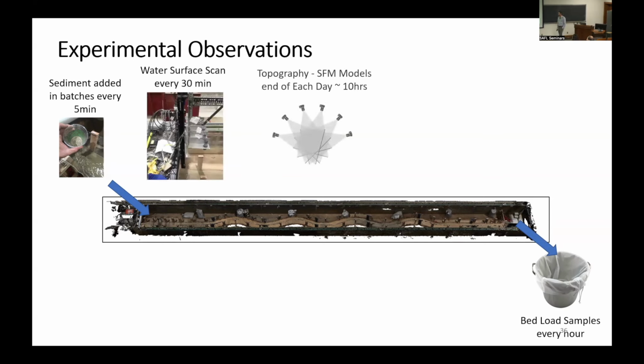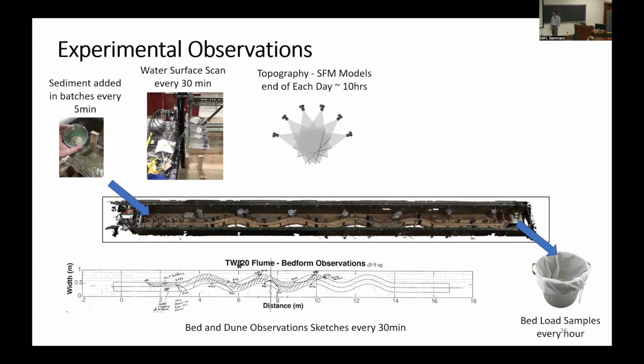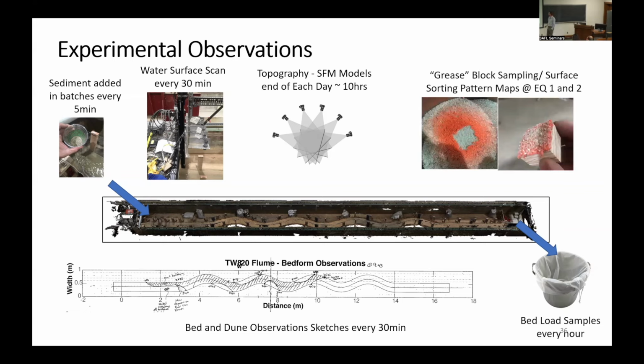Water surface scan was conducted every half hour here. Again, we're trying to get this temporal progression, so these things are important. At the end of every day, we would collect a structure for motion model of the bed. David was also observing bed forms that developed during the channel. So we have this big book of hand-drawn bed form maps that David collected throughout. And then at the end of each equilibrium, the only destructive sampling we did was these grease block samplings at different locations in the flume to try to get grain size of the surface.